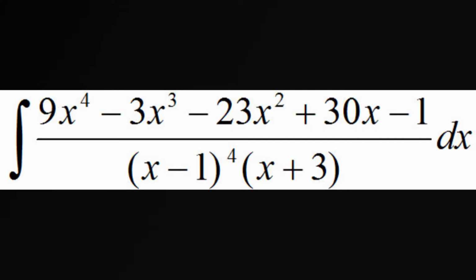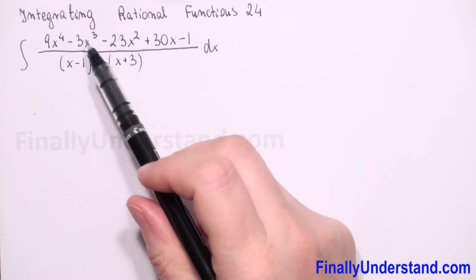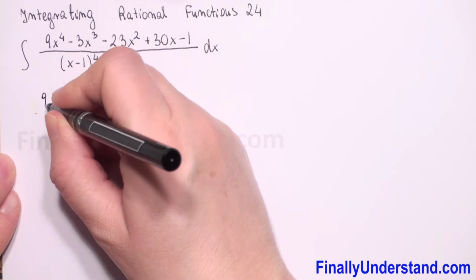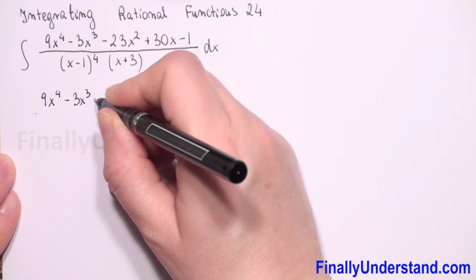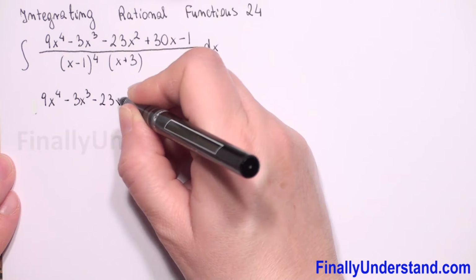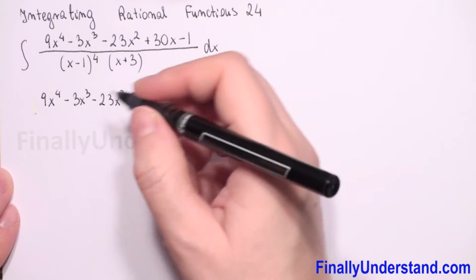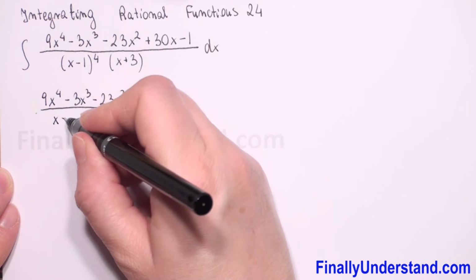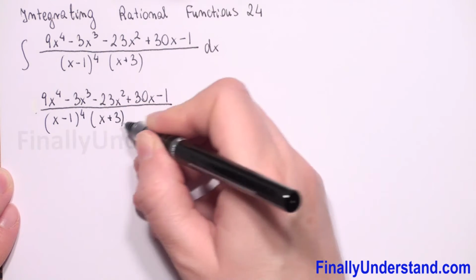We have integral of rational function. Because we have denominator already factorized, we can rewrite our rational function. Let me do this. We have 9x to 4th power minus 3x cubed minus 23x squared plus 30x minus 1 over x minus 1 to 4th power times x plus 3.